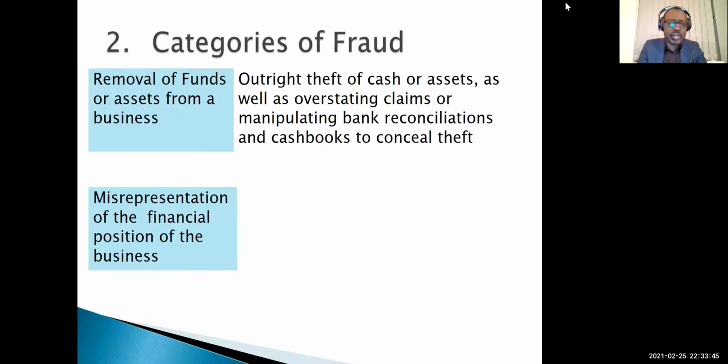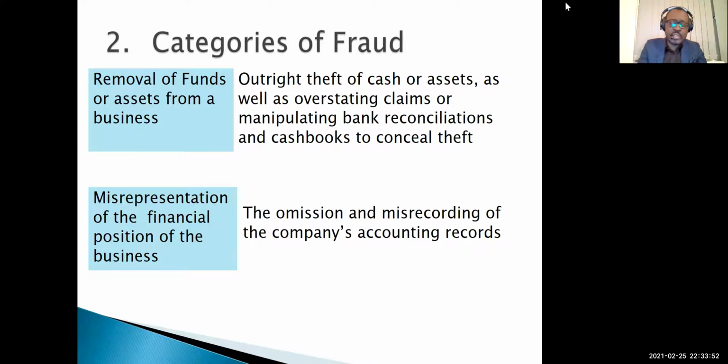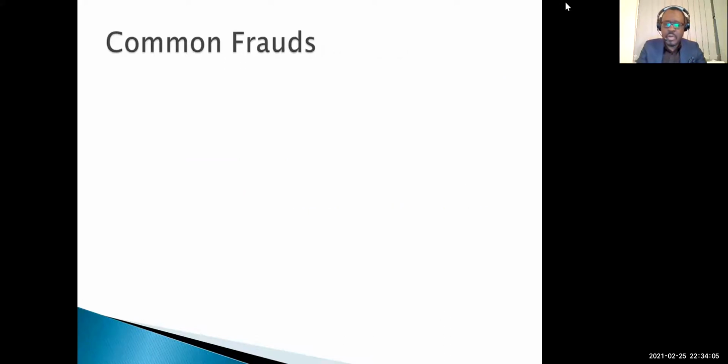Also, the second category is where we misrepresent the financial position of the business, all right? So where we intentionally, sometimes some people will say it is unintentional, but where we tend to omit or misrecord the company's financial records. But usually it is intentional, okay? Most frauds, all fraud activities are intentional. I don't think you wake up in the morning and you say, I accidentally caused this fraud. They are usually intentional.